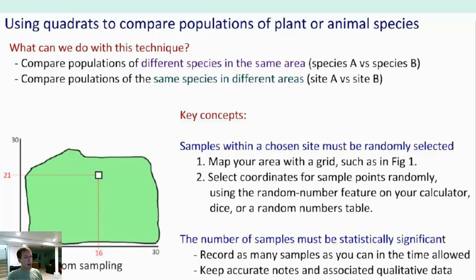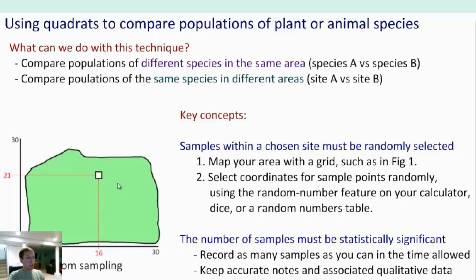And then use something like dice or a random number generator to be able to select random numbers on both the y and the x-axis, and then you would physically move to that spot in that area and do a count within that area using something like a square or circular sample size area.